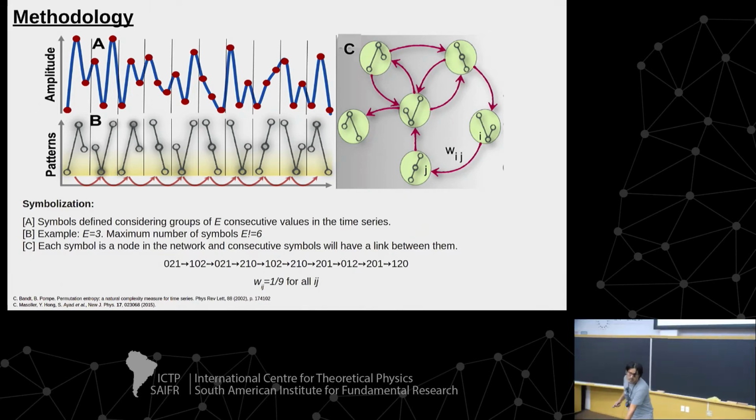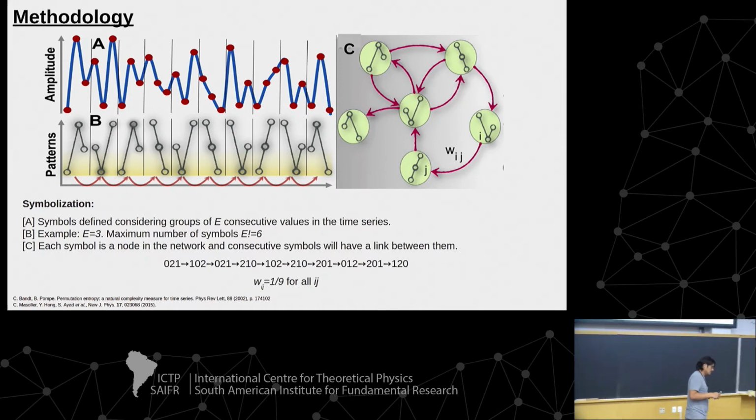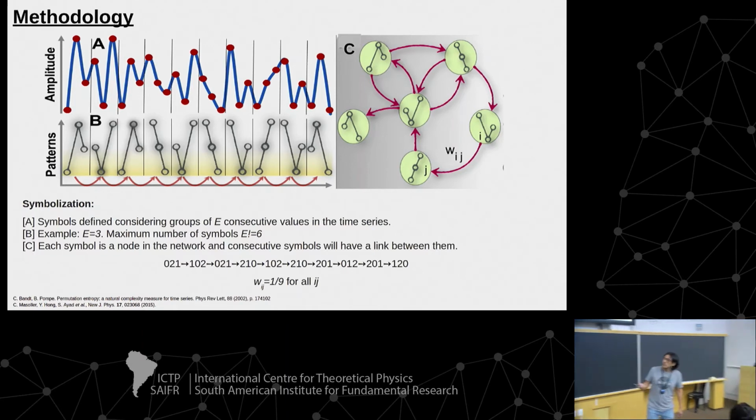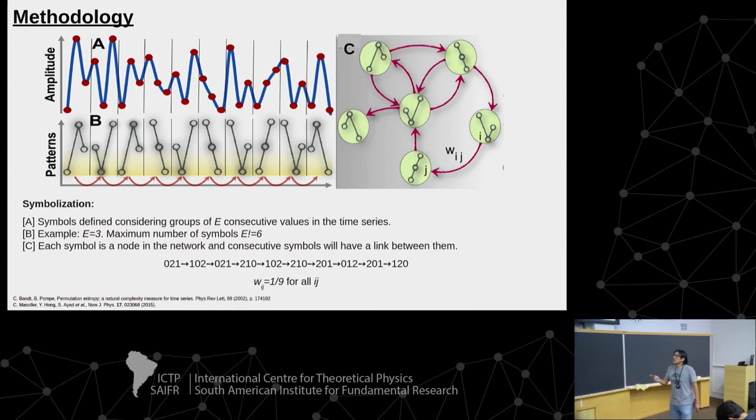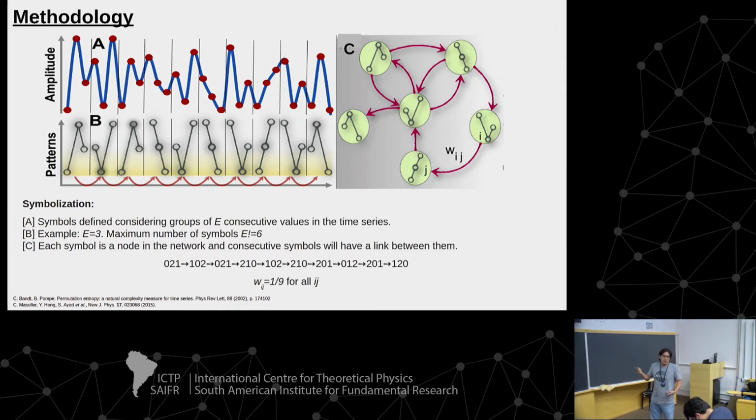Okay, so once we have the time series and convert it into a succession of symbols and then into a network, we define a set of measures in order to understand the role of each of these patterns. In the end, what is the role of each of these nodes in the directed and weighted network that we created?